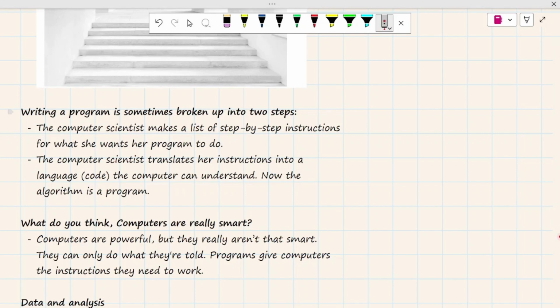Writing a program most of the time is broken up into two steps. Of course, just now I explained one, writing exactly those steps which we are going to execute, and the second one, translating these instructions into a language like C, C++, or Java, etc.